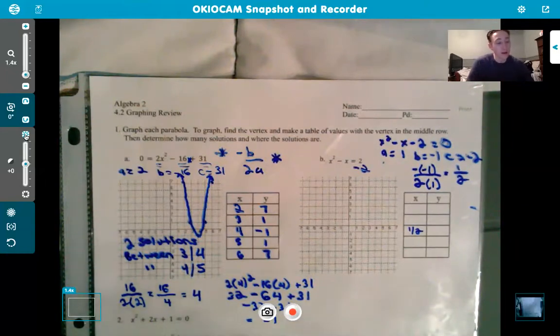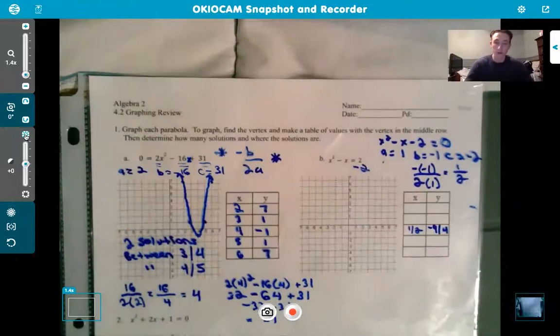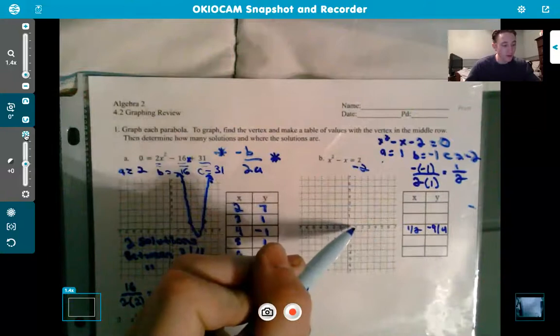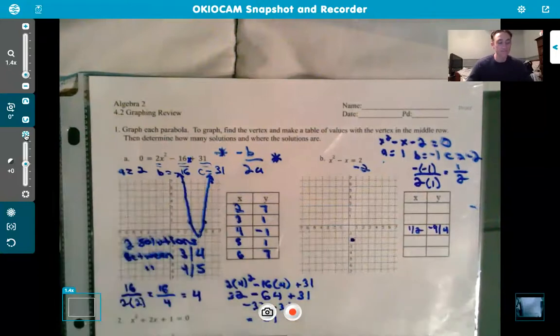To find the y value, I'll plug that into my original equation. Again, you could do it by hand, but I'm going to use a calculator for this. I have x squared minus x minus 2. I plug in 1/2 for x, and I get -9/4. Now, this one's a little trickier. We're dealing with some fractions. But what I want you to be aware of is I'm at 1/2 and I'm at -9/4. That's -2.25 as a decimal, so you're around here.